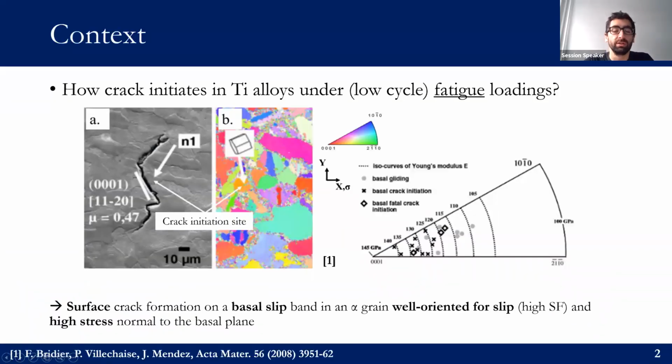Regarding low cycle fatigue, cracks initiate on the surface of the specimen as shown on the SEM micrograph presented on the left-hand side of this slide. The crack forms on a basal slip band in a primary alpha grain that is well oriented for slip, as shown by the high Schmidt factor for basal slip. Examination of the crystallographic orientation at the initiation alpha grain reveals a low misorientation between the C-axis of the HCP lattice and the loading direction that indicates a high stress acting normal to the basal plane and favoring crack initiation.